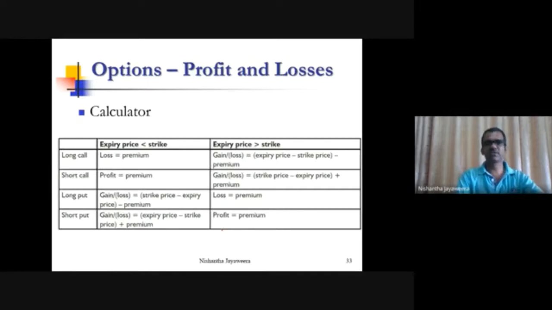So this is a sort of a calculator or summary again. How do you calculate the profit or loss? Sorry, is there any question?